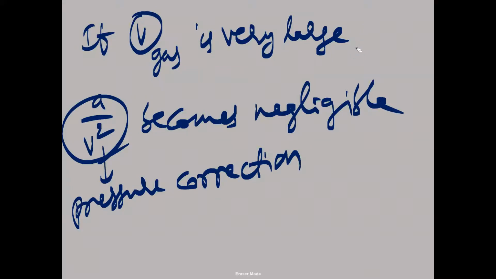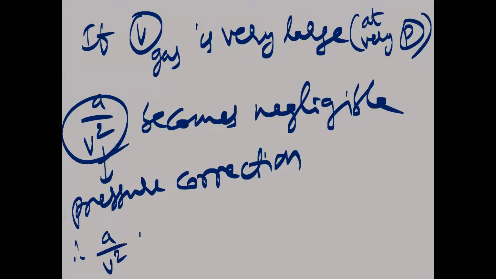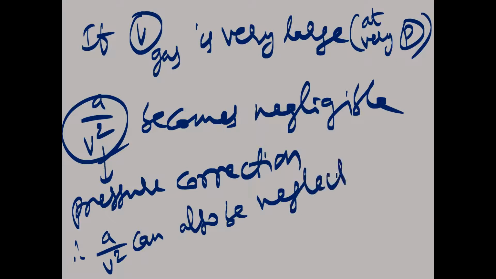At very low pressure, the volume is very large, then the A by V square value becomes negligible. So A by V square can also be neglected. Why? Because the volume is very large in the denominator, this ratio A by V square becomes very less. Very less means negligible, so it can be neglected.